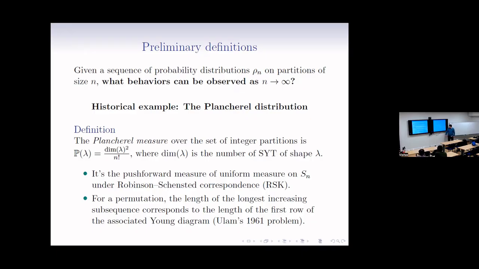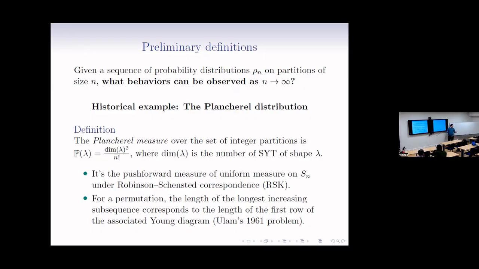So the first reason is that secretly, here we're actually working with a uniform distribution, only not on partitions, but on permutations. So there is a map, which is not important, I know, but it's called the Robinson-Schensted correspondence, which starts from a permutation and allows you to construct a partition from it. So if you take the push forward of the uniform distribution on permutations, then you obtain a distribution on partitions. The distribution is precisely the Plancherel measure.